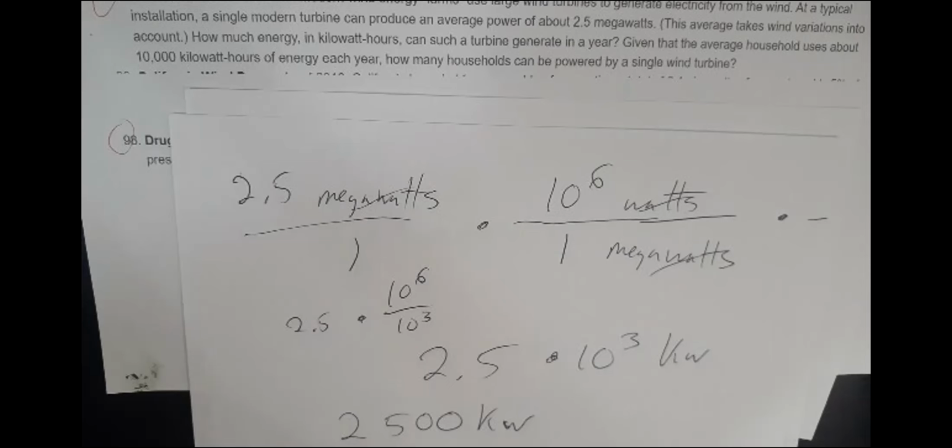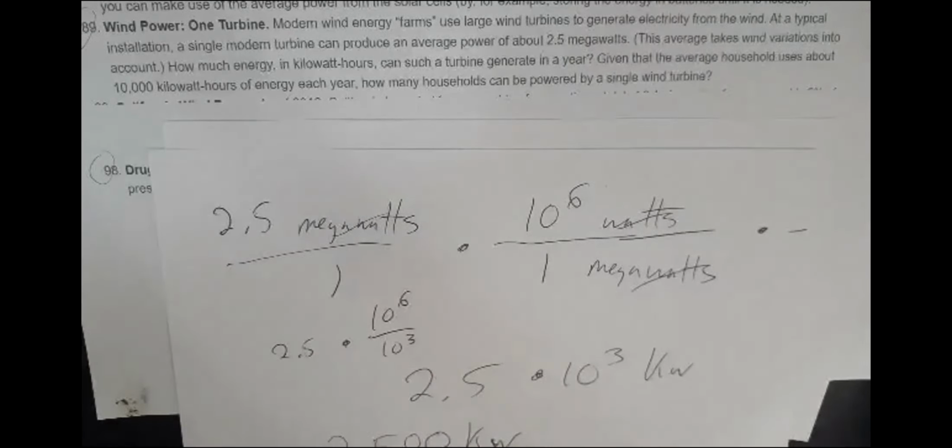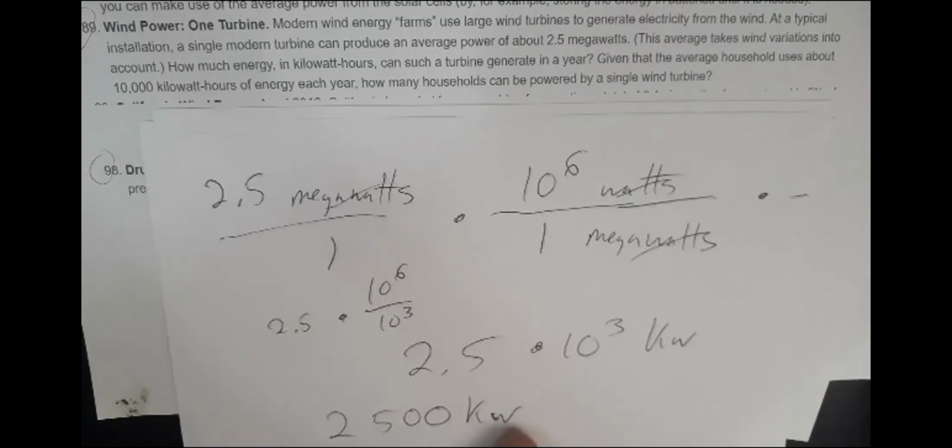What are they saying? I don't see a time on here. Do you see the time? It says it's an average power of 2.5 megawatts. Are they saying it's yearly? They're not very clear on their wording.